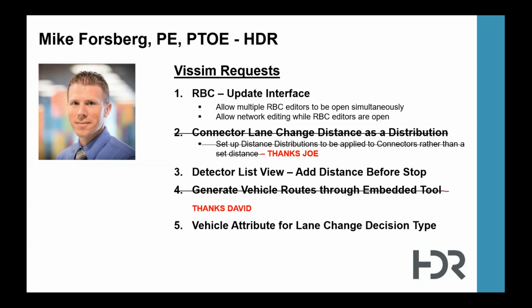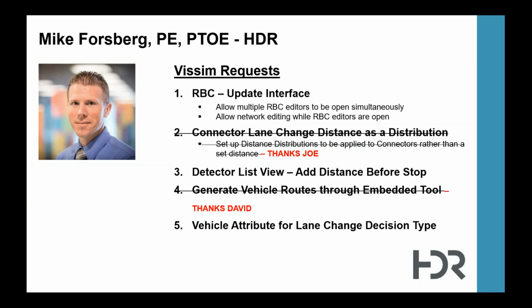Detectors: in the detector menus, we can decide where the detector is placed based on the distance before stop, but in the list view we don't see that as an attribute to be able to edit. It'd be nice to have that in the list view so that if we want to assign a set distance before the stop bar at multiple detectors, we can do that more easily.